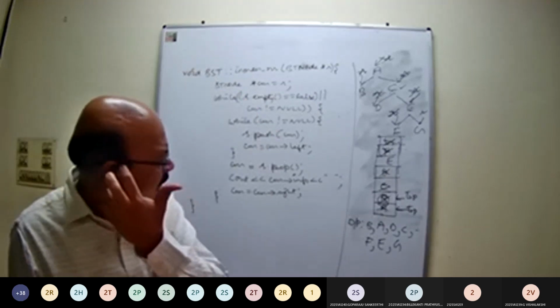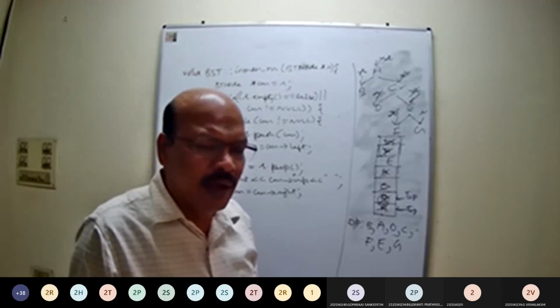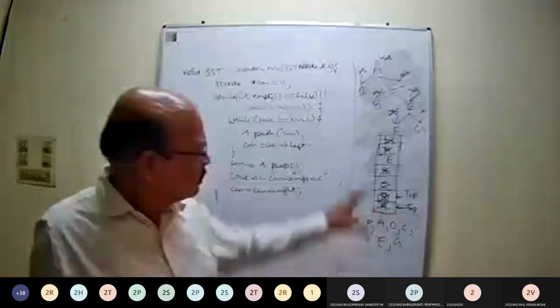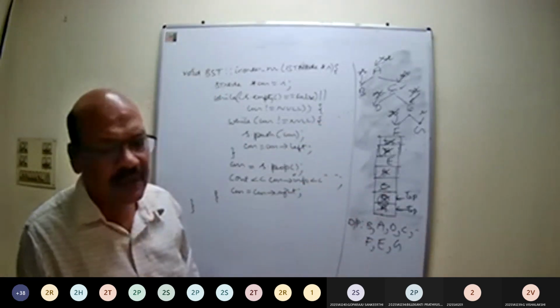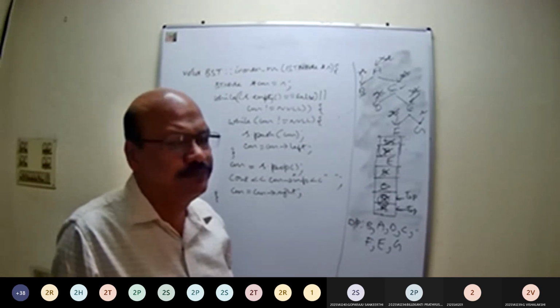So this is how you have to perform non-recursive in-order binary tree traversal. Just visualize how I did. If you have any doubt, you ask me.